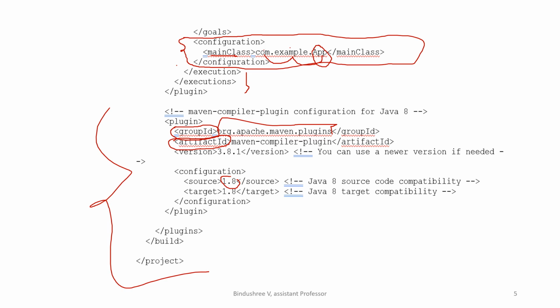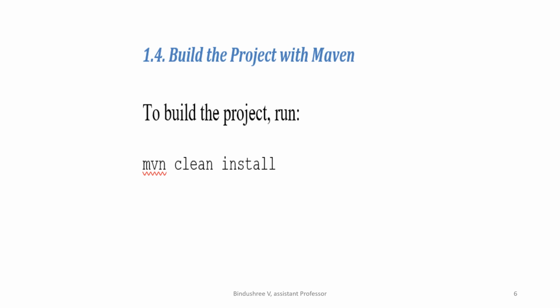So in the POM file you are supposed to add the exec plugin and also the compiler plugin. Only then can you run the project. Once it is done, you can type the command mvn clean build. Clean build means that if there are any pre-builds, they will be removed and it will build freshly. If you have added any dependency into the POM file, it will download all the related dependencies from the external library and then compile your project. That's what mvn clean install specifies.